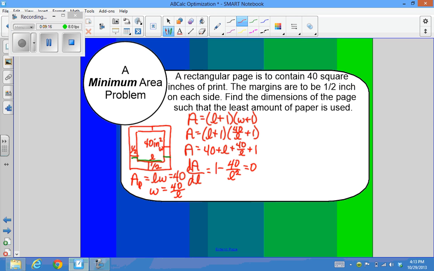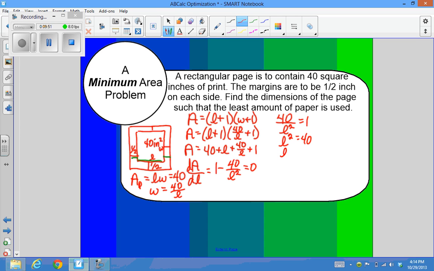And I have 40 over L squared equals 1. Let me move up here and give myself some room. 40 over L squared equals 1. Okay, so now then L squared equals 40.